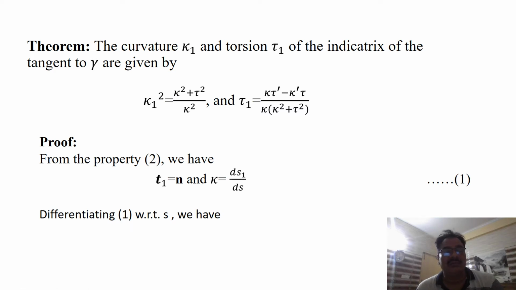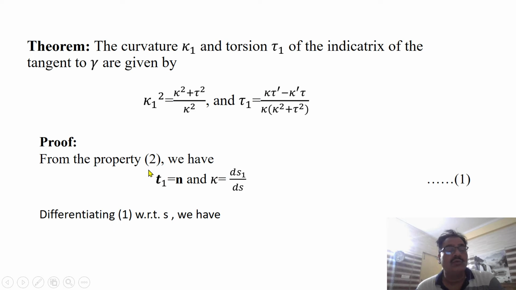A similar theorem has already been discussed, but let us look at how the same theorem appears for a spherical indicatrix. The curvature k1 and torsion tau1 of the indicatrix of the tangent to gamma are expressed by k1 squared is equal to (k squared plus tau squared) by k squared, and tau1 is equal to (k tau dash minus k dash tau) divided by k times (k squared plus tau squared).